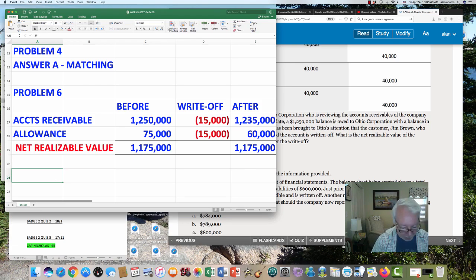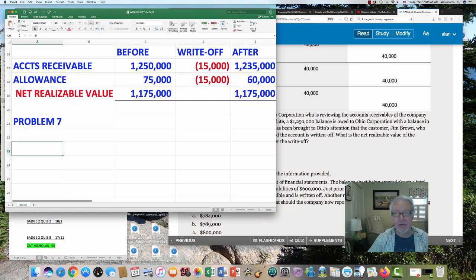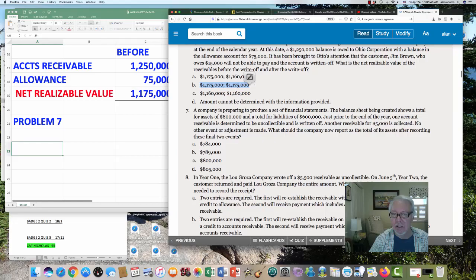Okay, the next problem that I asked you all to try is problem number 7. So let's take a look and see what it says. Okay, a company is preparing to do their financials. The balance sheet being created shows total assets of $800,000, total liabilities of $600,000. That means our equity is $200,000, right? The difference. Okay, and one account receivable is determined to be uncollectible and is written off. A different receivable for $5,000 is collected. Nothing else happens. What should the company now report as the total of its assets?